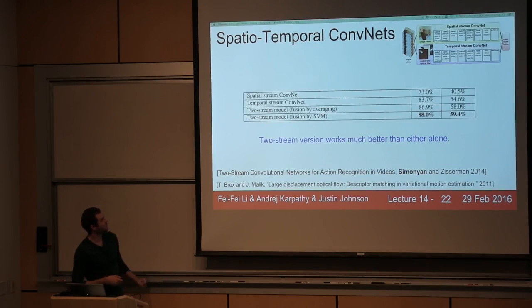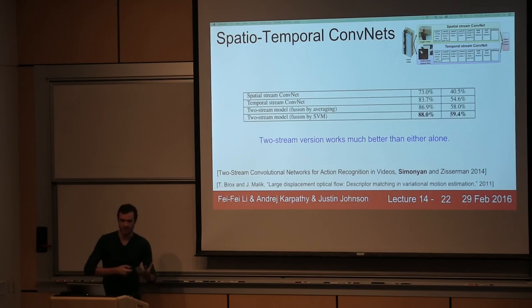They found, for example, that if you just use a spatial convnet, so it's only looking at images, you get some performance. If you use a convnet on just the optical flow, it actually performs even slightly better than just looking at the raw images. So optical flow in this case contains a lot of information. And then if you fuse them, you end up performing even better.